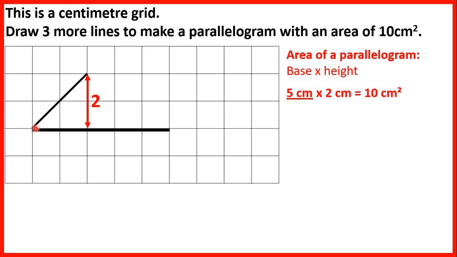So we can draw a line 5 centimetres long for the base, and then we need another line of 5 centimetres at the top, because with a parallelogram, opposite sides are the same length. And then we can join up these points to finish our parallelogram.